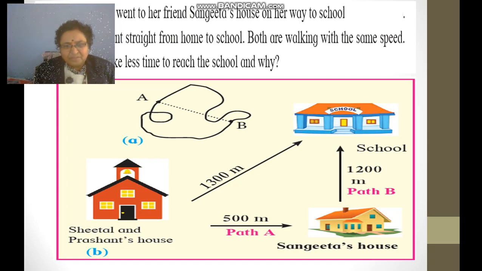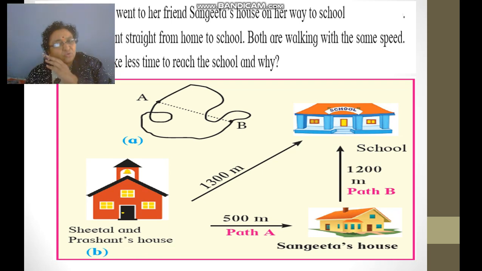Let us see what is difference between distance and displacement. Sheetal first went to her Sangeeta's house and Prashant went straight from home to school. It was shown in the figure. Obviously, the path travelled by Sheetal is maximum as compared to Prashant. So, Prashant will reach first. But exactly the path travelled by Sheetal is 1200 plus 500 and the path travelled by Prashant is only 1300. But what is the displacement? The displacement of both Sheetal and Prashant is only 1300 meter.